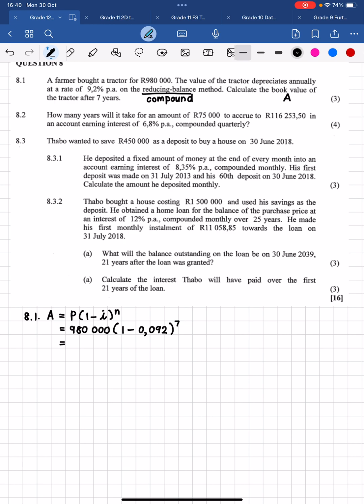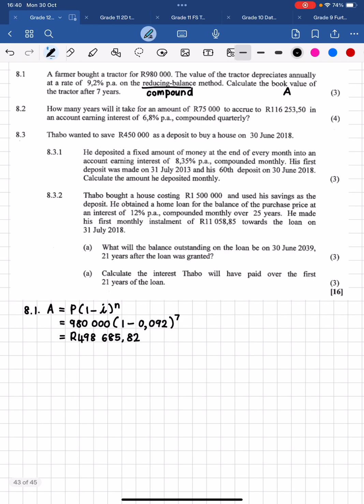So 980,000. I'm just typing that into my calculator to the power of 7. And I am getting an answer of 498,685 Rand and 82 cents. There we go. Hello, Jared. All right. 8.1, done. The first question is always a nice, easy question.